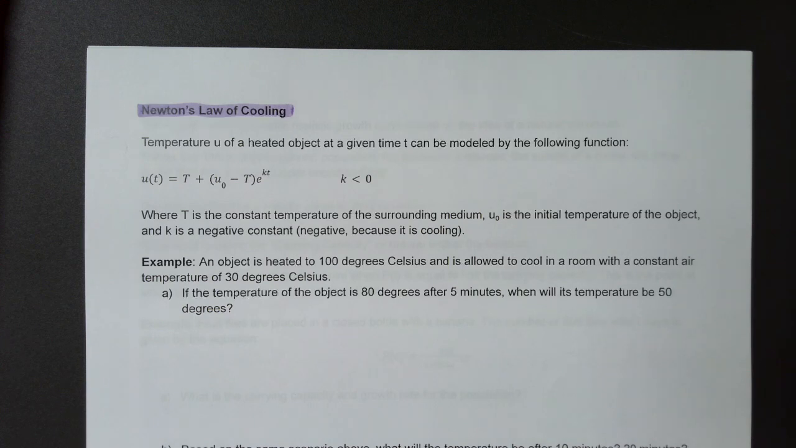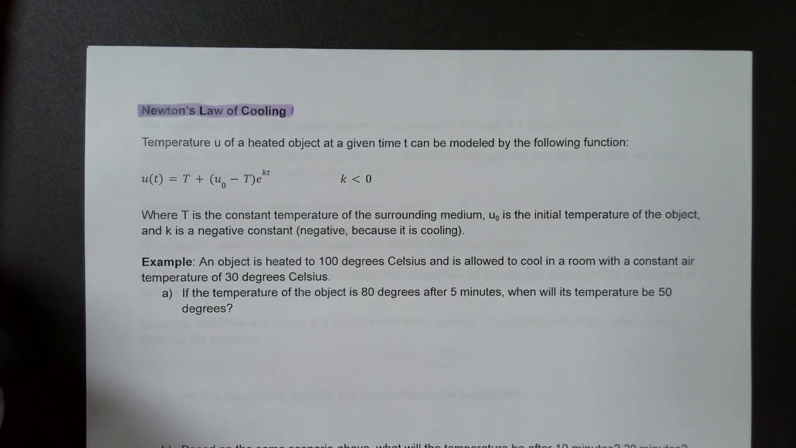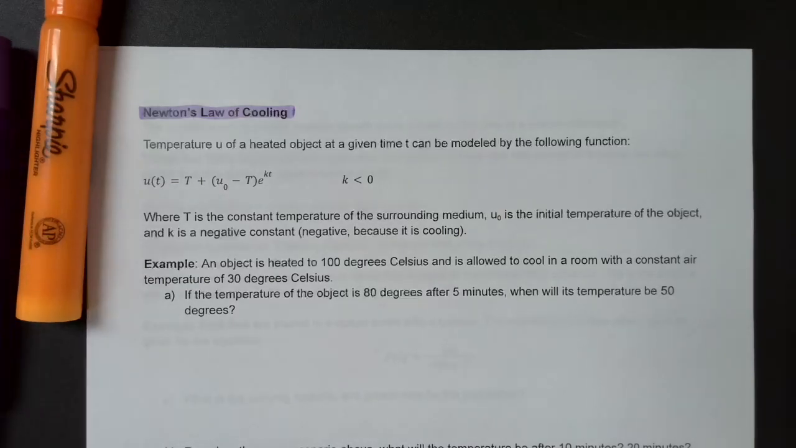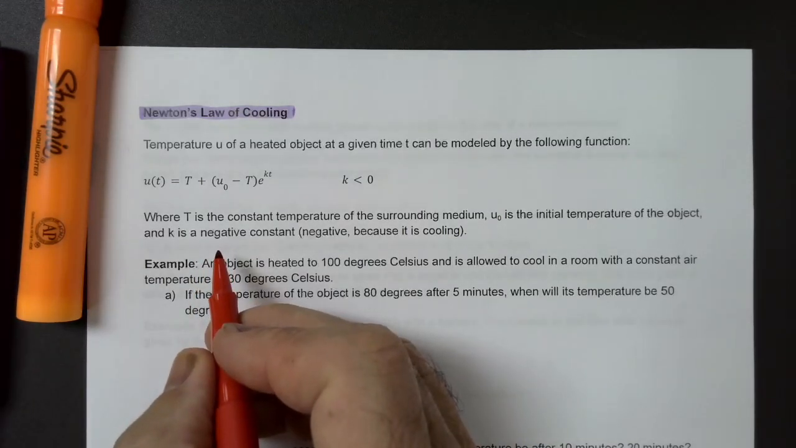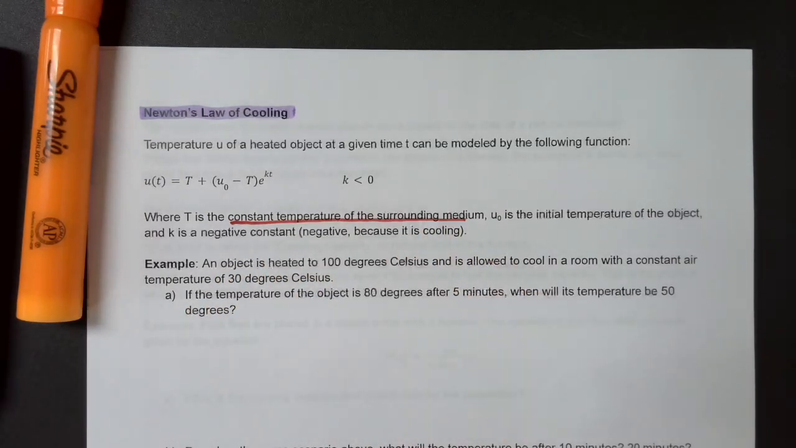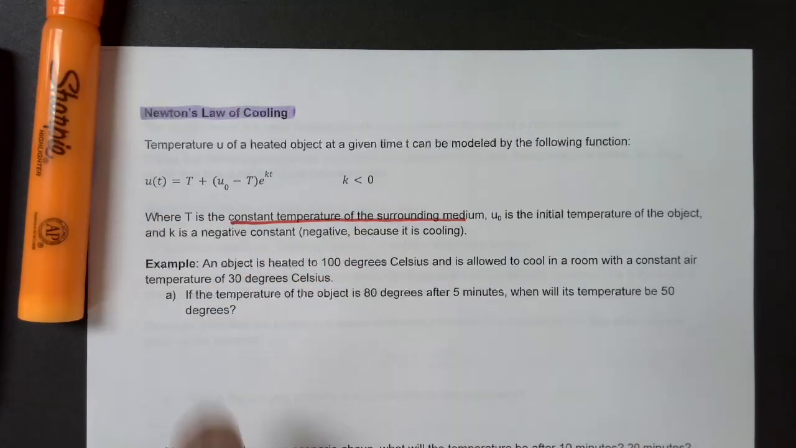But it looks like this. Now, make sure you understand the parts of this. In this one, T is the constant temperature of the surrounding. So that's the room temperature. If you bring something hot in here, it's going to cool off. If you bring something really, really cold in here, it's going to warm up. It's going to try and get to whatever the room temperature is. So that's what that is.